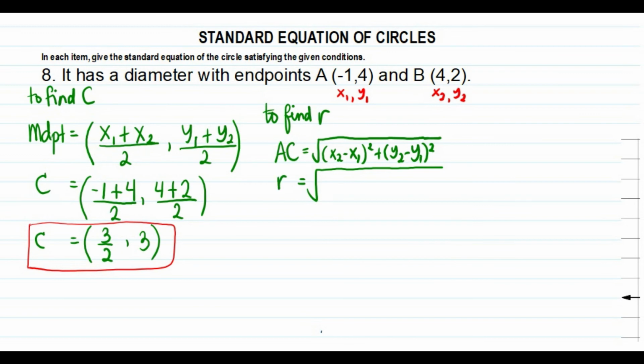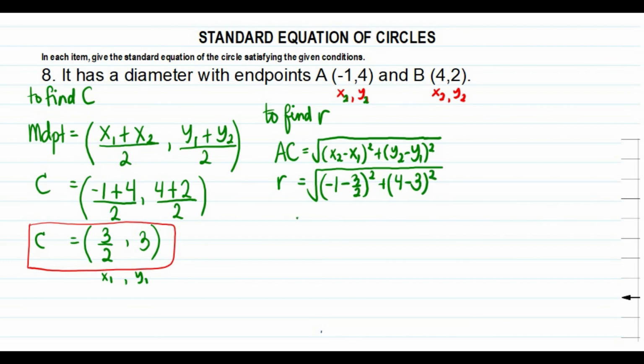x sub 2, okay, ano ba dyan ang x sub 2 natin na ito? Ito ang y sub 2. Ito ang x sub 1, y sub 1. Okay? Ang x sub 2 natin ay negative 1. Ay, sorry. Minus x sub 1 is 3 halves. Plus, ang y sub 2 natin ay 4 minus 3, squared.